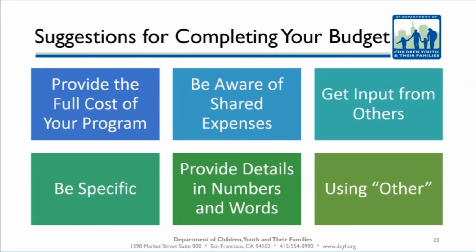A few general suggestions to bear in mind as you're completing your work plan budget. The first is to provide the full cost of your program, to the greatest extent based on, of course, the award amount that you receive, and to think broadly about what are all the costs that your agency is incurring to support this program. Part and parcel of that is to be aware of shared expenses, that there are some expenses that are shared by multiple components of your agency, to make sure that the fair share of those that can be loaded onto this program are in fact loaded into this budget so that we can support them.